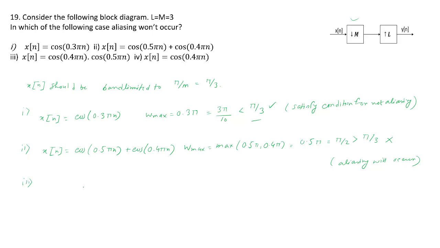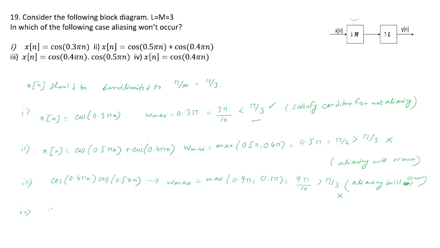For the third case, cos 0.4 pi n times cos 0.5 pi n. For this, I am not going to calculate the maximum frequency, you can do it yourself. It comes out to be the max of 0.9 pi and 0.1 pi, which is 9 pi by 10, which is definitely greater than pi by 3. Hence aliasing will occur. This is also not the correct option.